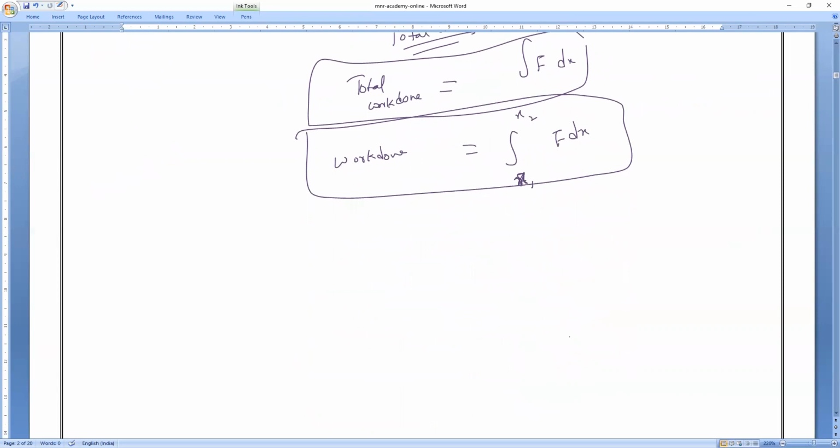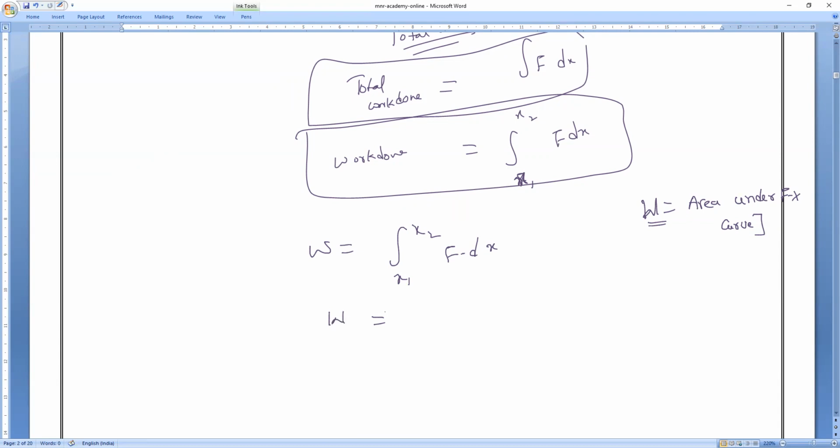So next, variable force: what do you mean by that? Work done is equal to what? Remember that: area under the curve. So that is equal to work done. So what is the work done formula? The integral from x1 to x2 of F dot dx. We all know that.